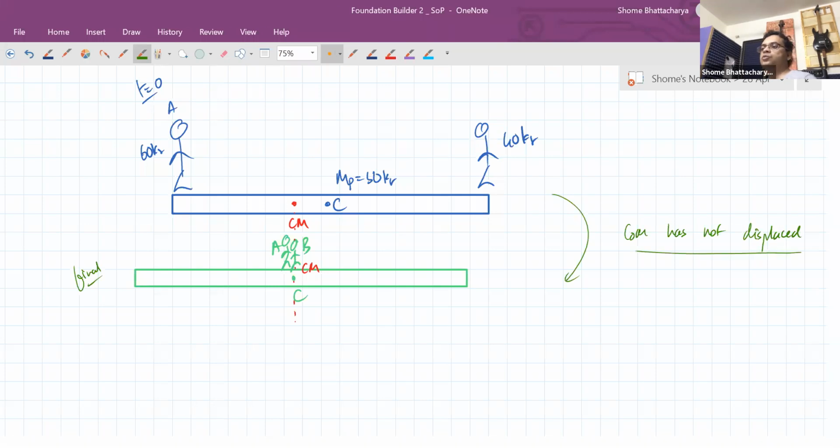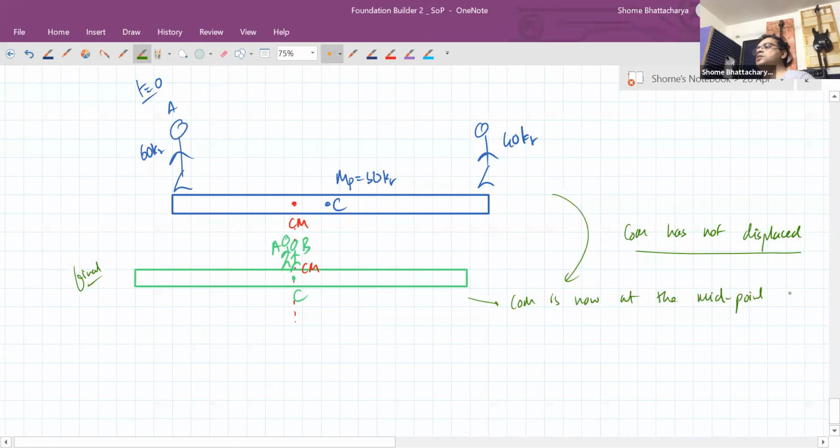But in the new position, where is the center of mass? The center of mass is now at the midpoint C of the platform, because A and B are both at that point C only.